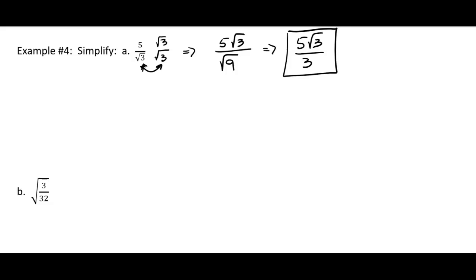Okay. So here's another example. We have the square root of 3 over 32. Now it's all under one radical, and that's fine. We can have that. If I could simplify that fraction, I would. But there isn't an integer that goes into both 3 and 32, so I'm out of luck that way. If I could take the square root of 32, I would. But I can't do that either. It's not a perfect square.